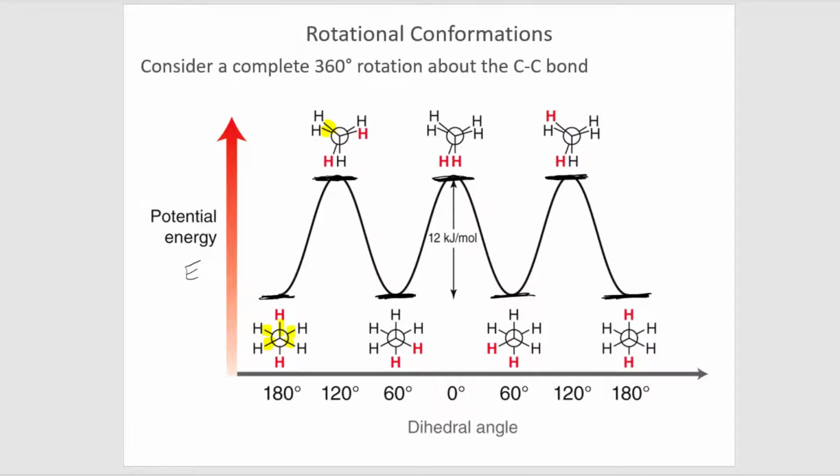So this is why it's called eclipsing strain or torsional strain. It's not about the substituents off of the carbon. It's about the alignment of those bonds, because the bonds are electron clouds. And so when you align the bonds, the orbitals with the electrons in them are closer to each other, and that's a higher energy.